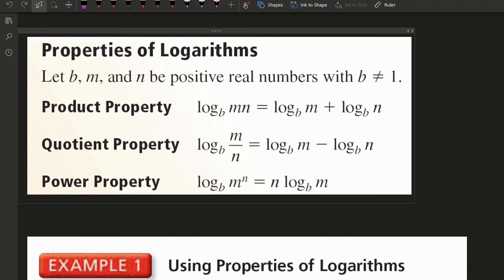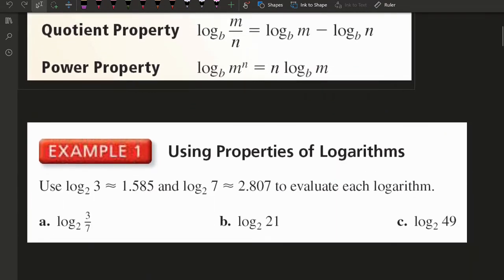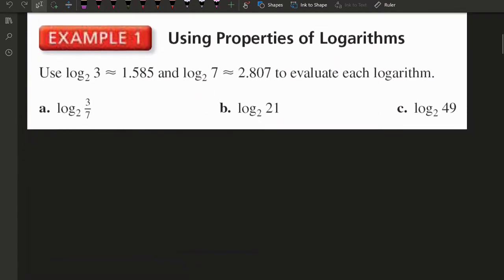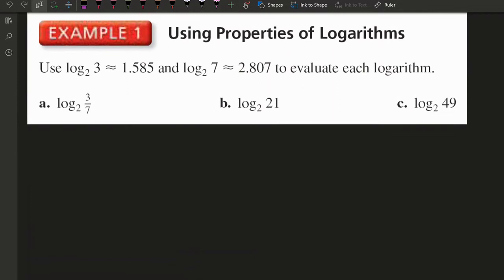Now each of these three has a really fascinating proof that I would encourage you to read through in the textbook, but for the sake of time right now, I'm not going to go over the proof. So here's how we would use these. Given that log base 2 of 3 is approximately 1.585, and log base 2 of 7 is approximately 2.807, let's evaluate each of these logarithms.